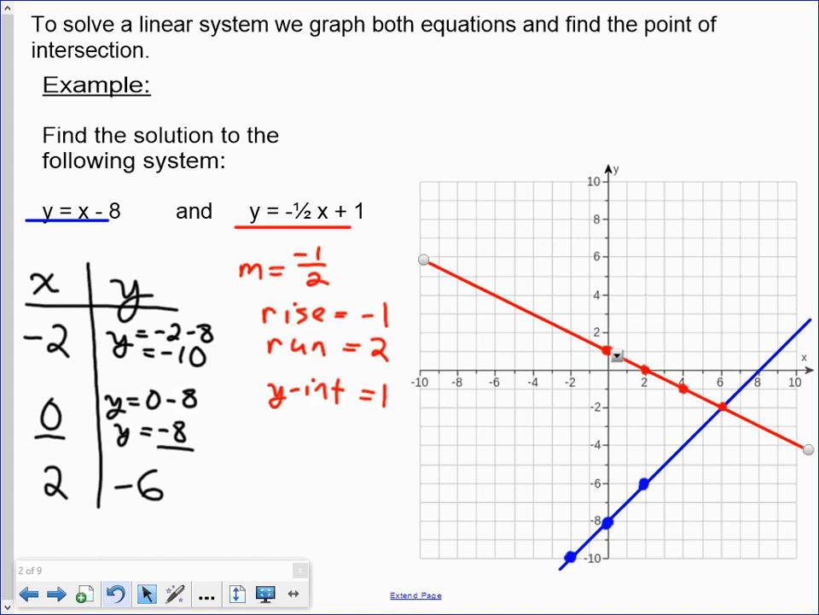But we can already see where that point of intersection is. The point of intersection is going to be there at 6, negative 2. So our solution is 6, negative 2, or x equals 6, y equals negative 2. So as long as you can graph the lines, you can find the point of intersection.